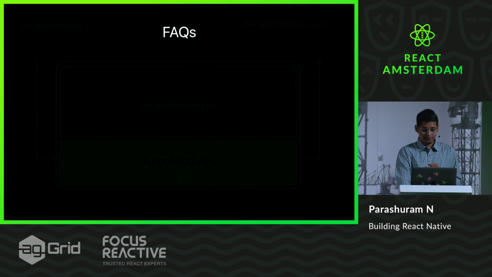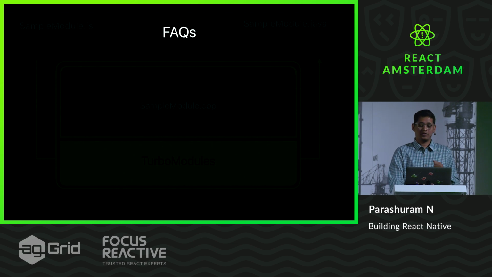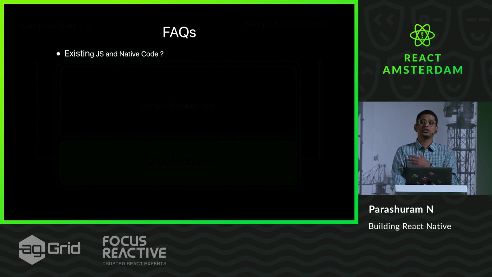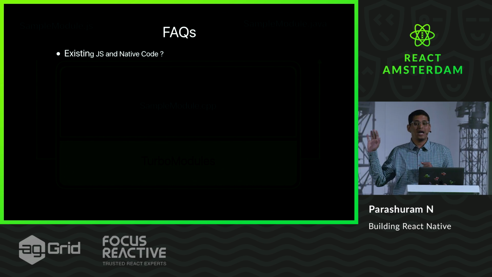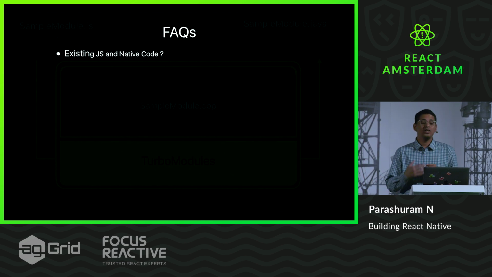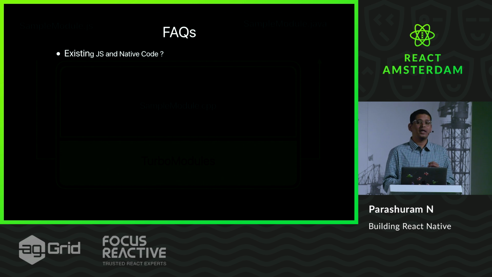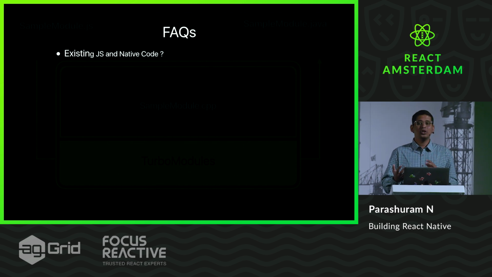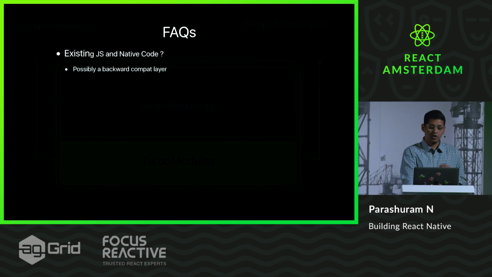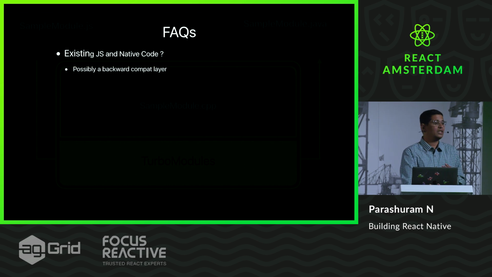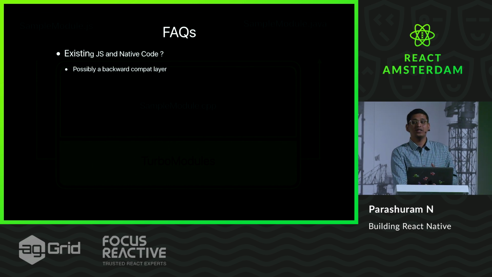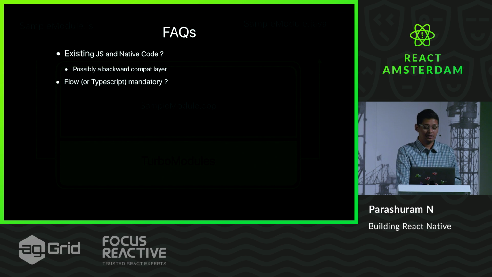Also, there are some questions that a lot of people ask. For example, what about existing JavaScript code with this new system? If you noticed, most of the changes were actually in native code, right? So existing JavaScript would not have to change as much. Similarly, if you're writing view managers or if you're writing native modules, you just have to write that C++ layer. So you can always come back with a backward compatibility layer, and I'm actually hoping that someone in the community is able to write that.